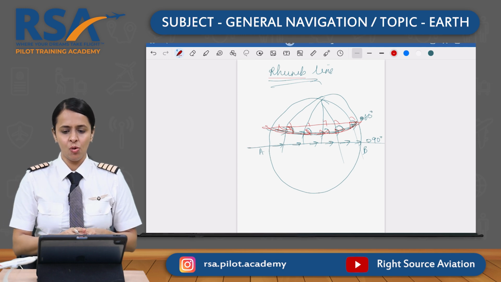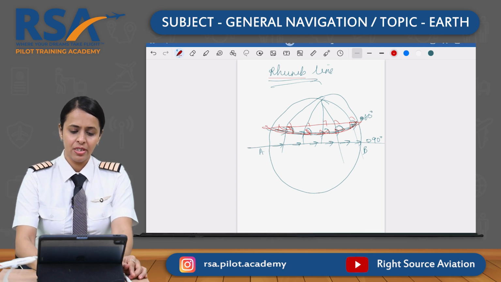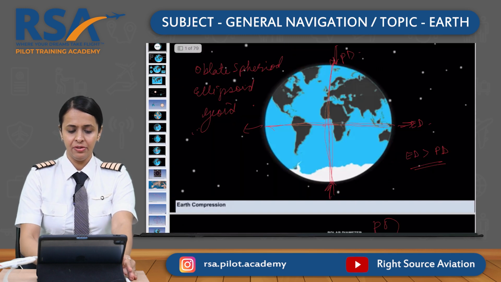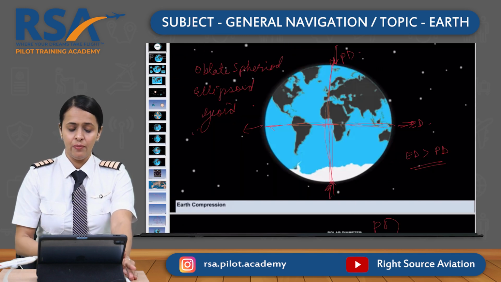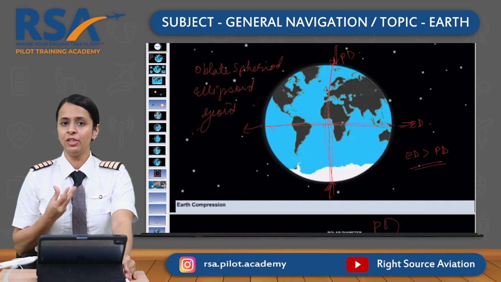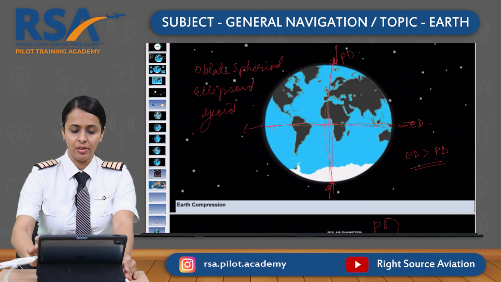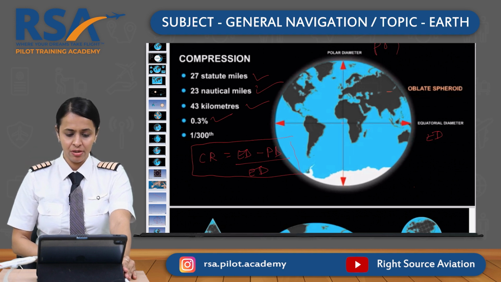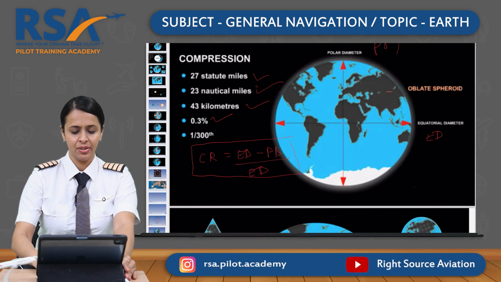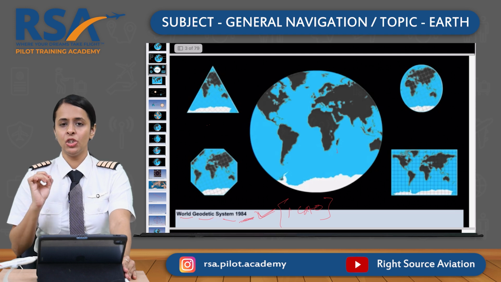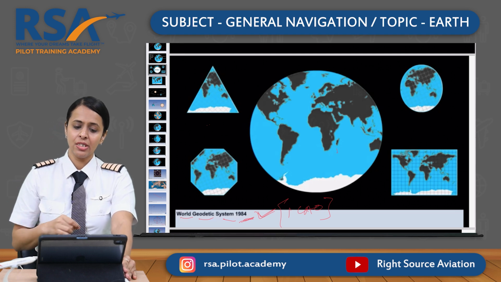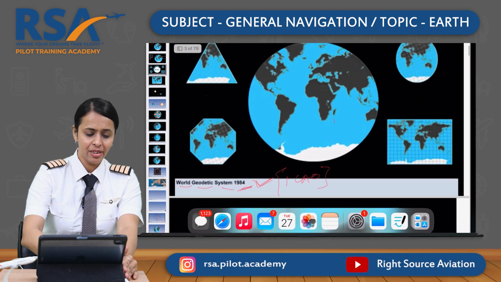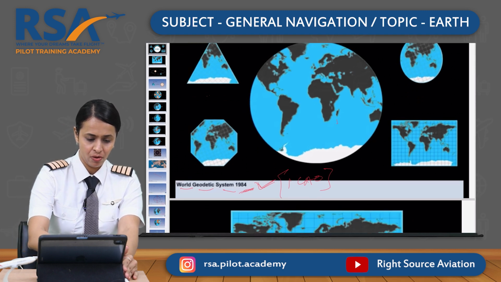So let's just go over what we did today. First and foremost, we looked at the Earth. So let's just see what all we studied in Earth. First, we saw the shape of the Earth, which is an oblate spheroid, ellipsoid and geoid. Also, we looked at what is compression. In compression, we saw the different values of compression and also what is compression ratio. And then we did our World Geodetic System 1984, which is the mapping of the Earth, which is given by ICAO. After that, we looked at all the lines that are there on the Earth.